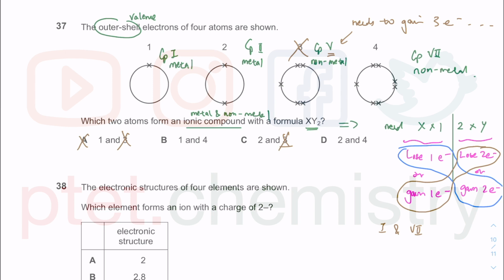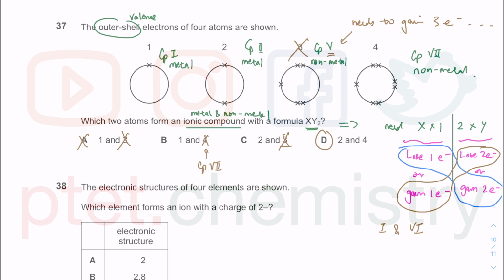If you have 1 and 7, I beg your pardon, the 2 electrons thing cannot be 7. It has to be 6 because 7 plus 2 will give you 9, 7 minus 2 will give you 5, whereas 6 plus 2 will give you 8. So it's got to be 1 and 6. So we cannot be looking at 7 at all. So 1 and 4 must be wrong because this is group 7. Must be 2 and 4.